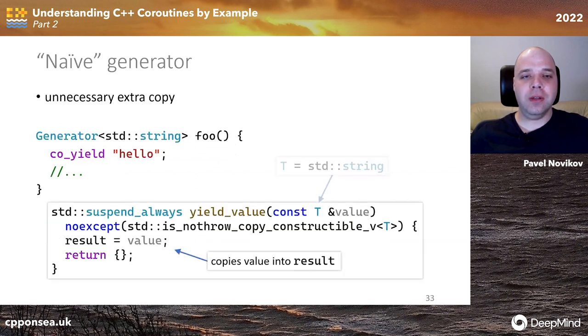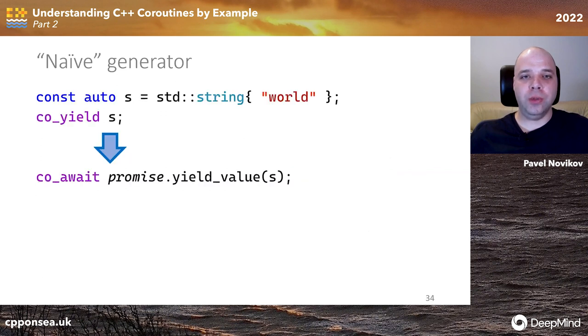And the other drawback is that we make unnecessary copies. For example, in this case, we make a copy of basically a temporary object that is created from a string literal. In fact, we don't have to do that. So in this case, when we have a constant, we have no choice but to make a copy of that constant. In this case, our solution works fine.